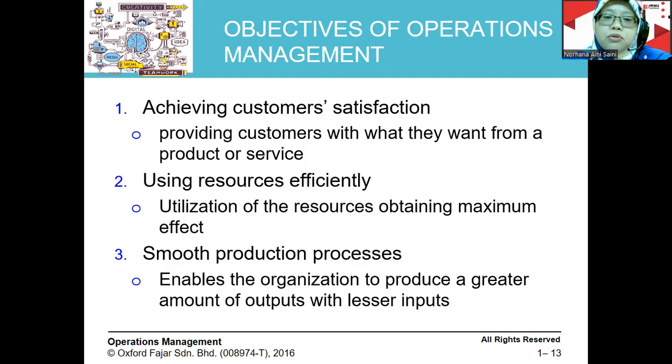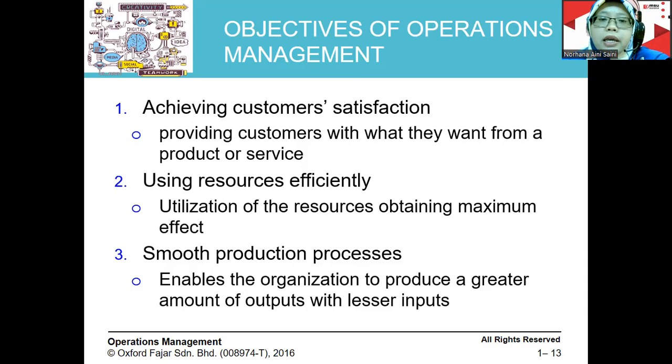Besides that, we also need to use resources efficiently. That means utilization of the resources, obtaining the maximum effect. If we have raw material, make sure the raw material is of good quality, so that we can produce good quality products or services. If we have employees, make sure the employees are well trained or very skillful. That means we utilize our resources efficiently.